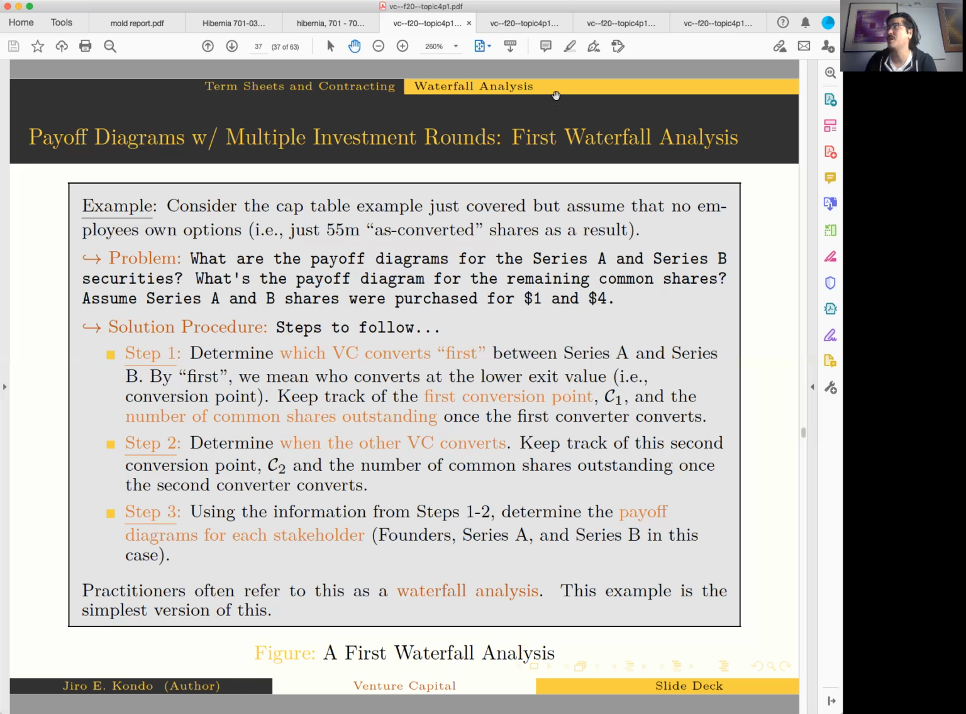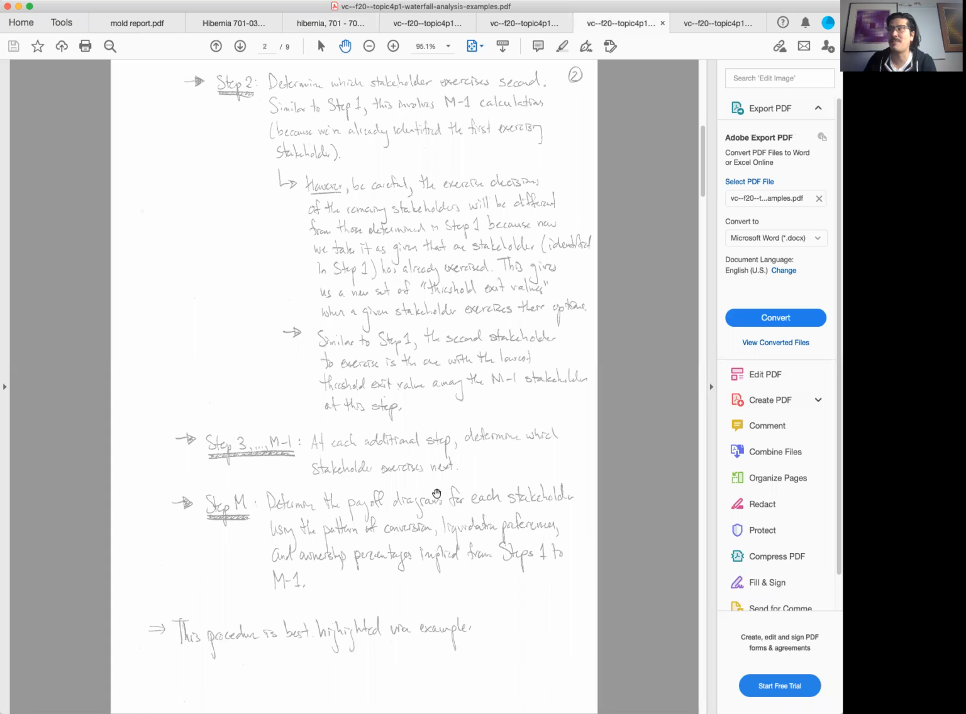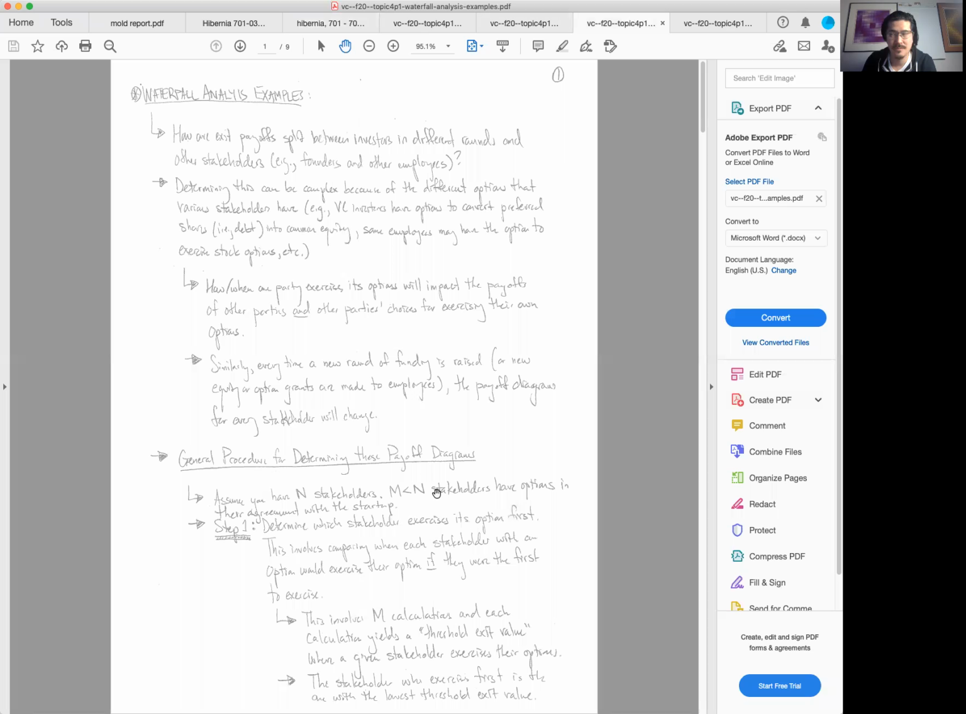By the way, on my courses, I have PDF files, handwritten, that give you extra waterfall analysis examples. One of them is called VC Fall 20 Topic 4P1 Waterfall Analysis Examples. This is waterfall analysis examples on the first page. It's 9 pages long. It says here, general procedure for determining these payoff diagrams. So I actually describe the process here more generally. I'm not going to describe it in the lecture notes, in the slides, but it's described here. So you can read that on your own time. I mean, you'll have a feel for it after we've done all our examples anyway. Sound good?